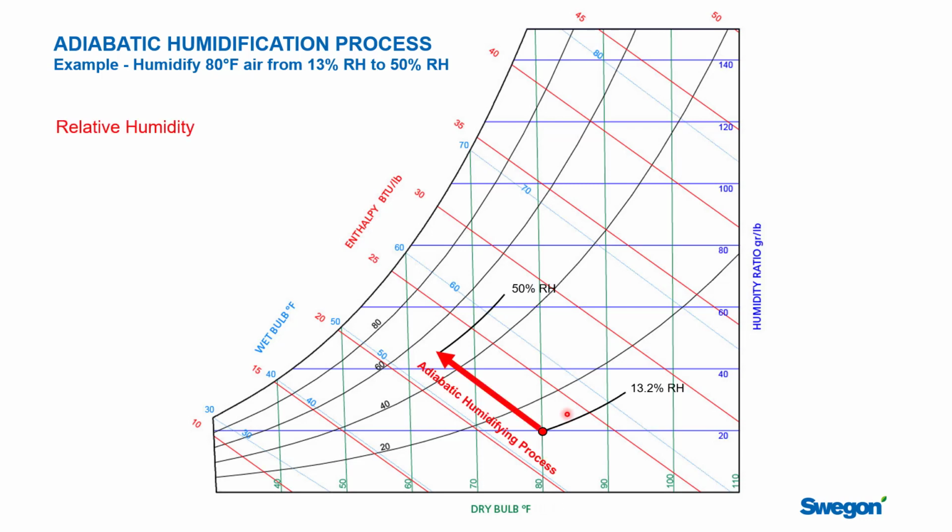Now it looks like this. We started at basically 13%, and we're moving across here. We should stop and ask, what is an adiabatic humidifier? This is different from an isothermal humidifier, where the water has already been boiled. It's already been converted from a liquid to a gas, and you're just introducing the steam, the water vapor, into the air, so it won't change the temperature.